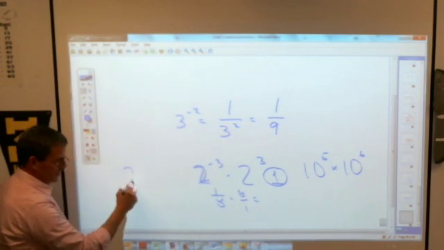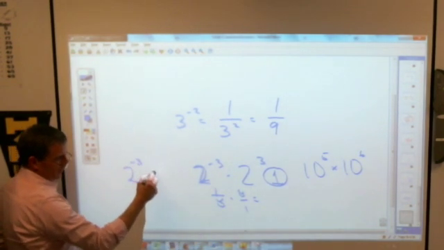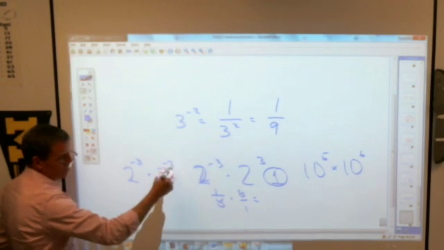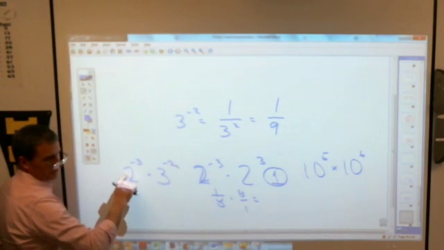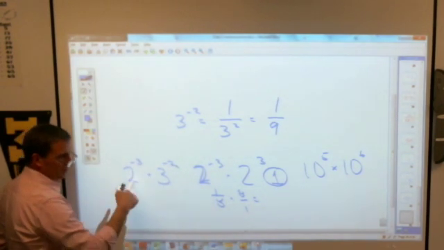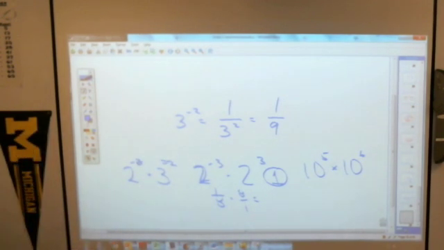I can't do that with this. You can't have 2 to the negative 3 and multiply it by 3 to the negative 2 power. They're not like bases. You couldn't add those together to get your answer. You'd have to actually do that out.